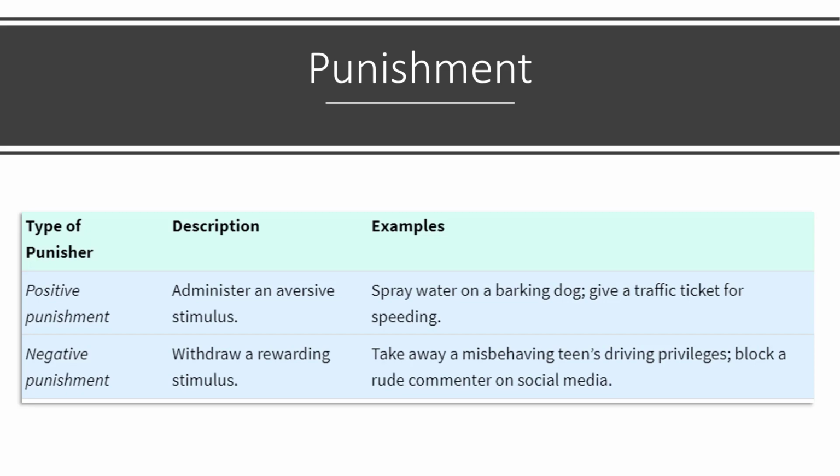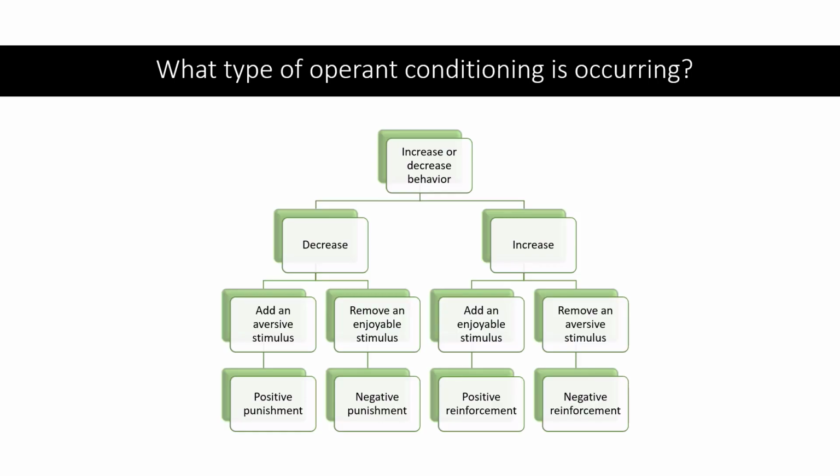Okay, so when I present you guys with a scenario, I want you to be able to identify what type of operant conditioning is being used. To help you with this, I made this flowchart. So let's start with an easy example. You want to get your roommate to stop eating your food. To get them to stop eating your food, you decide to put a ton of hot sauce in all of your leftovers. Your roommate hates hot sauce.